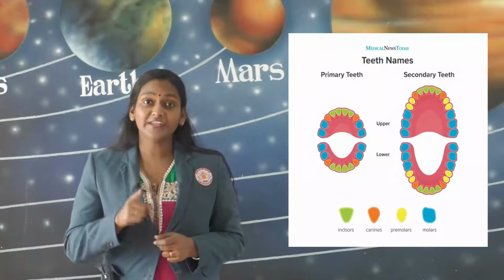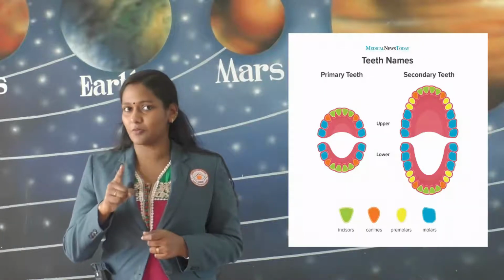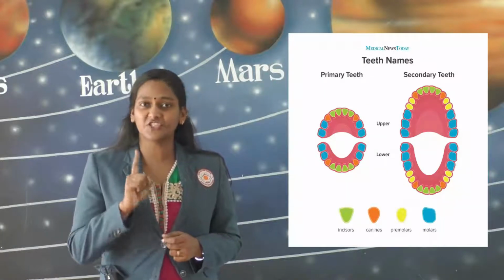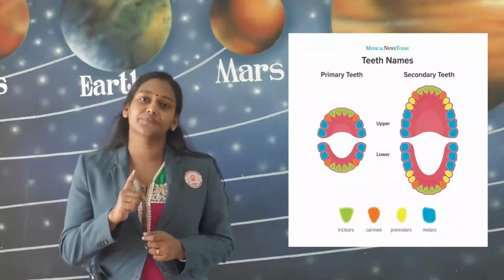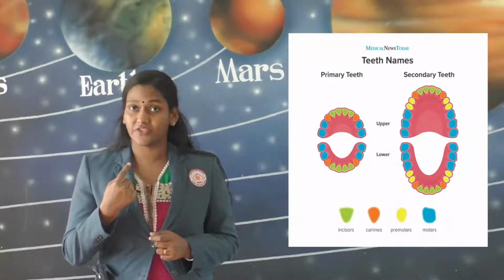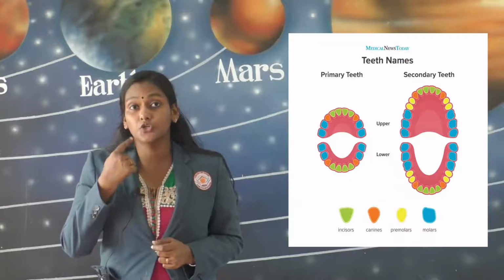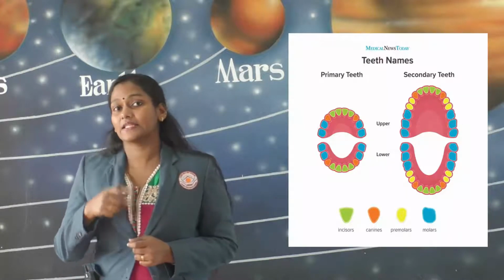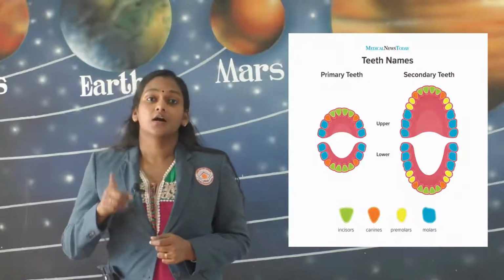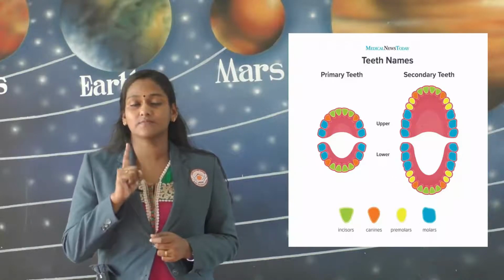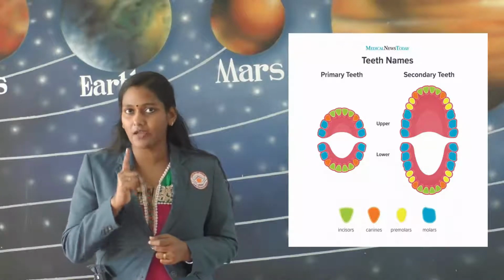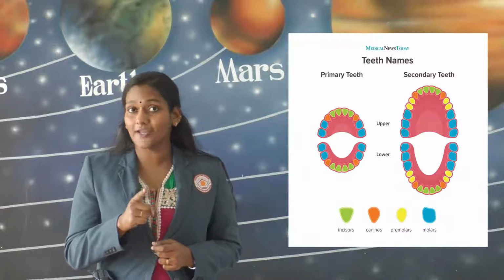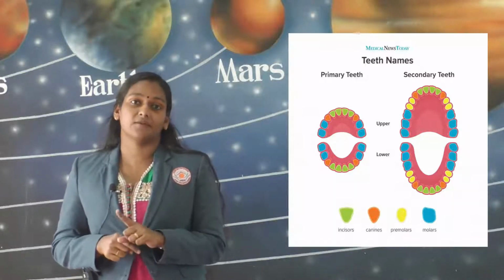Important, they are the largest teeth in the mouth. They are flat with sharp ridges on top. The third pair of molars is known as wisdom teeth.